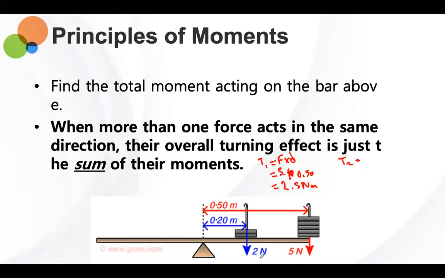And then T2. What is our force? 2 newtons. 2 times 0.20. That should give us what exactly? 0.4.